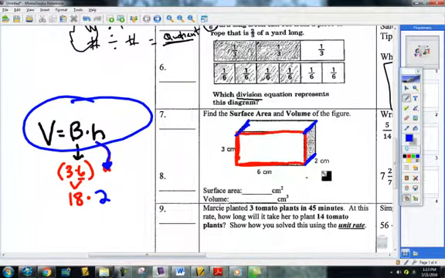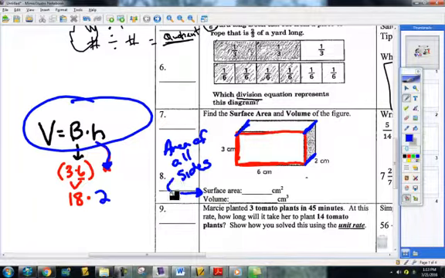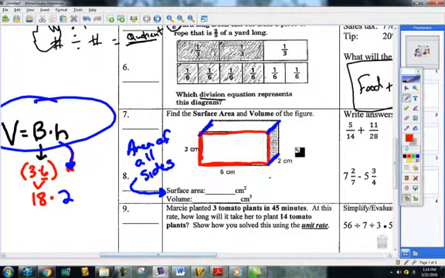Now surface area. Surface area is the area of all sides. So you basically have to go through here. The way I teach my students to do it, and once again, I think you guys will think it's easy when we get there, is I like to make a list. I like to say, find the area of the front, find the area of the back.